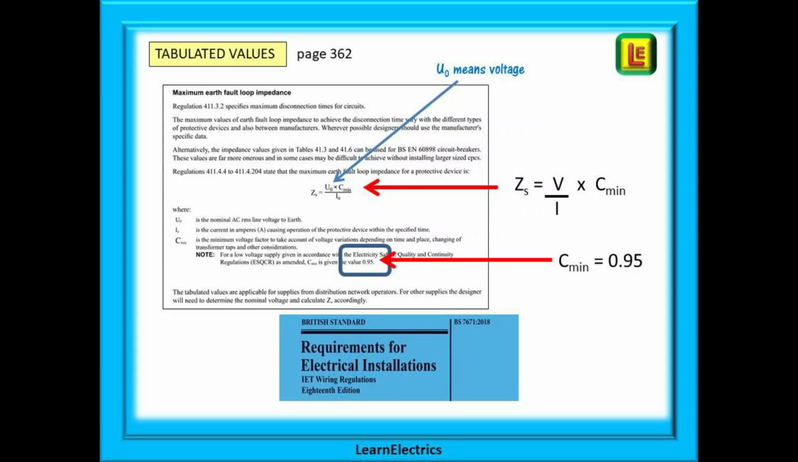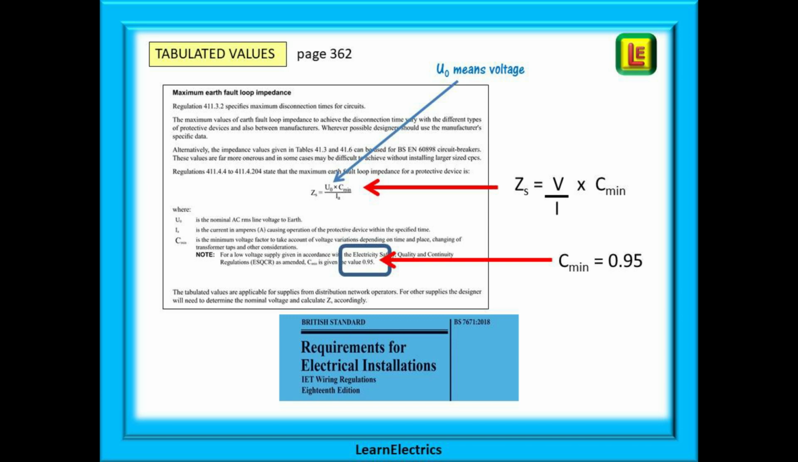Staying with the wiring regulations book, on page 362 we find an important entry. It tells us that ZS is found by the formula U0 multiplied by Cmin and divided by IA. This is basic Ohm's law, and look how we've broken it down on the right. ZS equals the voltage divided by the fault current, and then we multiply the answer by this thing called Cmin, and Cmin is shown below as 0.95.